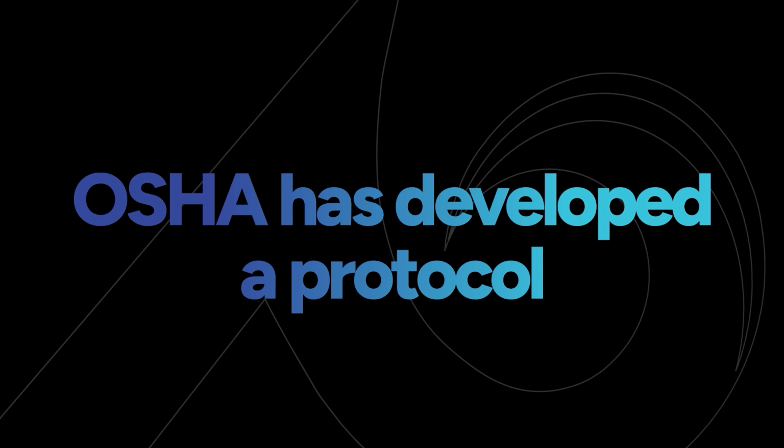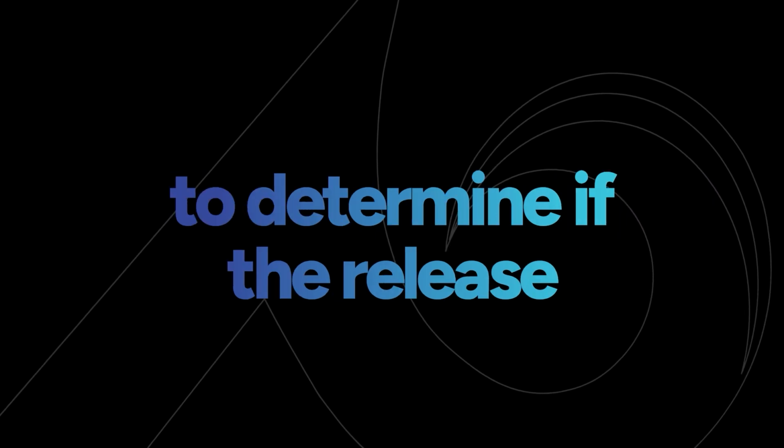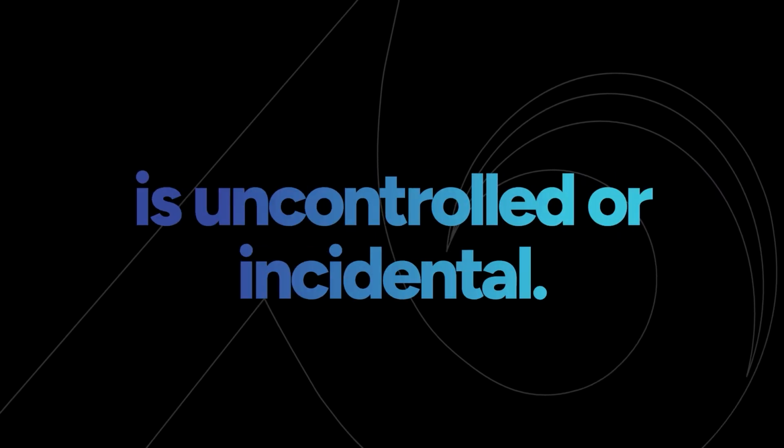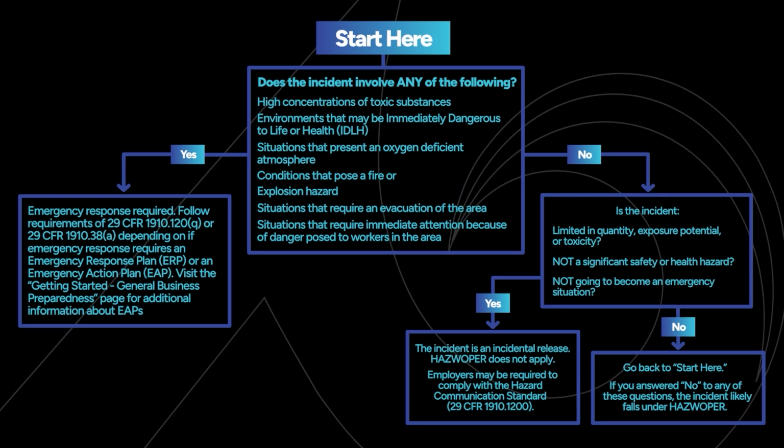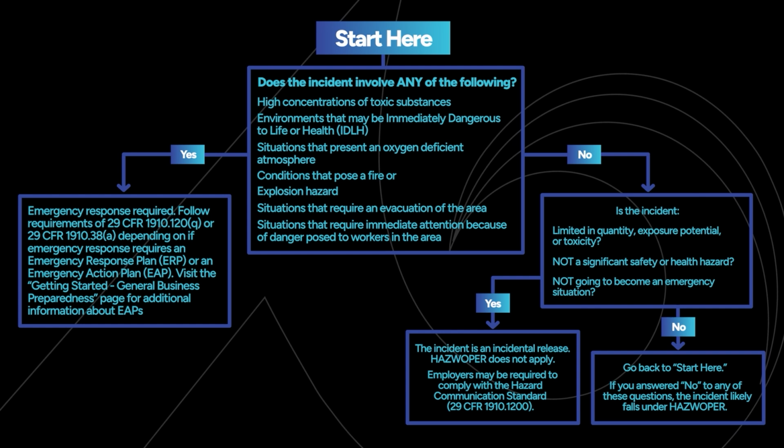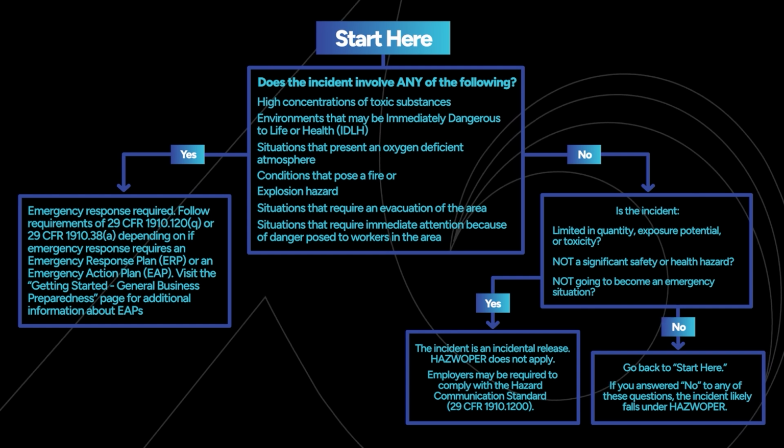OSHA has developed a protocol to determine if the release of a hazardous substance is uncontrolled or incidental. The flowchart shown here has several yes or no questions to help your employer determine how to categorize the release of a hazardous substance and how to proceed. Now that we know what HAZWOPER is and when it does and does not apply, let's learn more about chemical hazards.